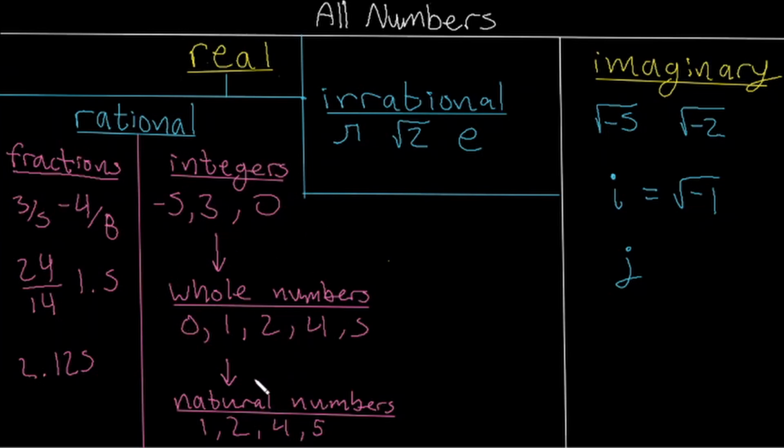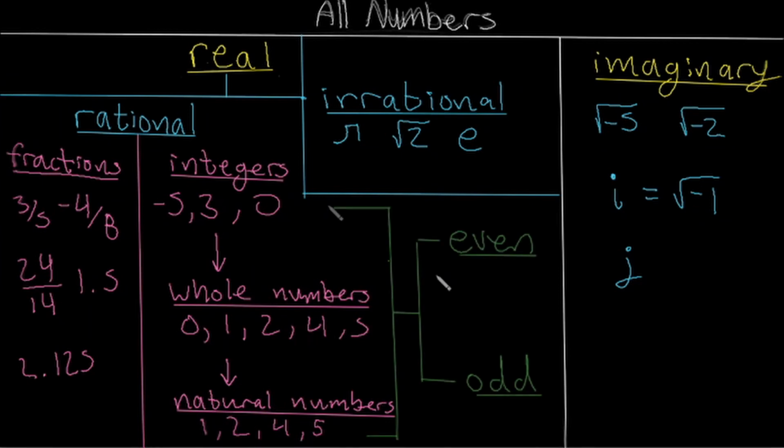Integers, whole numbers, and natural numbers can be even further divided into even and odd. Even numbers are numbers like 2, 4, 6, and 8. All even numbers are divisible by 2. Odd numbers are numbers like 1, 3, 5, and 9. Integers alternate between even and odd numbers. 0 is neither even nor odd.